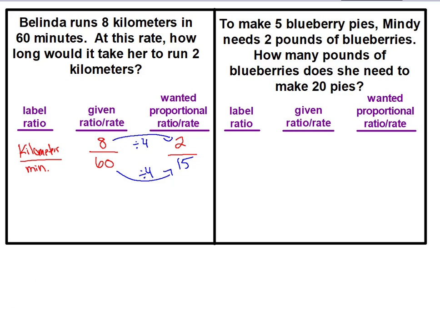Alright, next problem. To make 5 blueberry pies, Mindy needs 2 pounds of blueberries. How many pounds of blueberries does she need to make 20 pies? Alright, so we're talking about pies over blueberries. It's very important for you to always write your label ratios. Alright, so 5 pies for 2 pounds. I did that totally wrong.